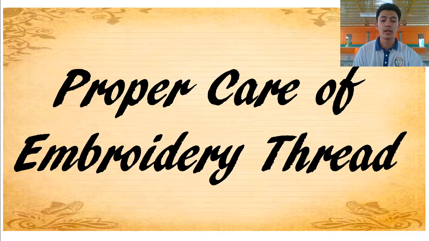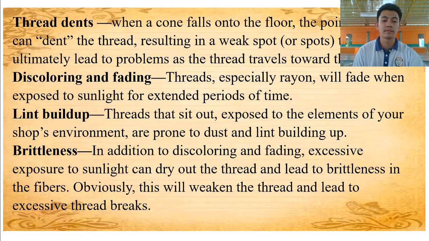Okay? Next, proper care of embroidery thread. First one, thread dents. When a cone falls onto the floor, the point of impact can dent the thread, resulting in a weak spot or spots that can ultimately lead to problems as the thread travels toward the needle. The thread needs to be taken care of because when it is flattened or damaged, it is no longer good for embroidery. Because sometimes, kapag nahulog yung sinulid, gugulong-gulong yan. Magkakaroon ng spot or yung tinatawag natin buhol-buhol. Okay, tangle. Kaya dapat itabi natin or ilagay natin yung mga embroidery tools natin sa tamang lagayan.